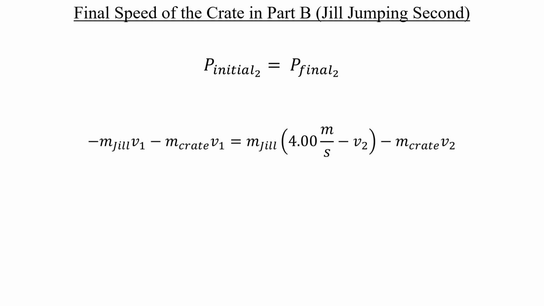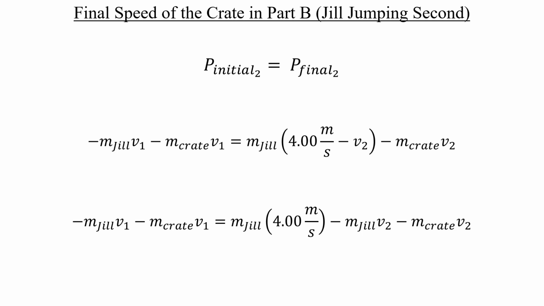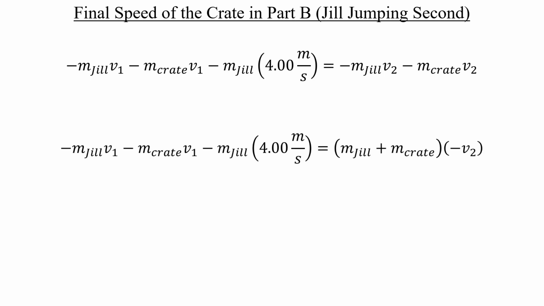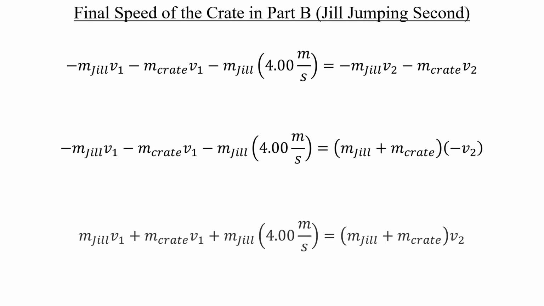We can distribute Jill's mass, and then I'm going to move the first term on the right-hand side, this one here, over to the left, like this. We have everything containing v2 on the right, which means it can be factored out. We can also get rid of all these negatives by multiplying both sides by -1. And now everything is positive.